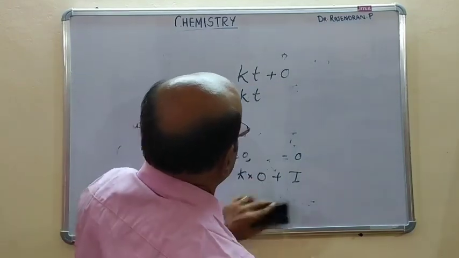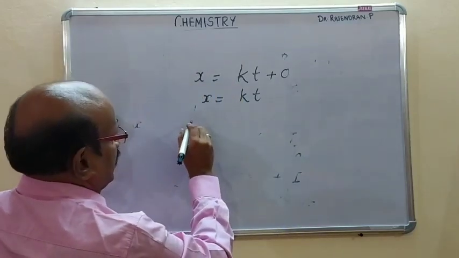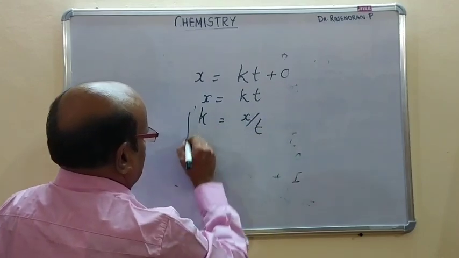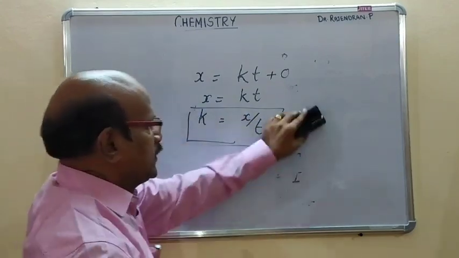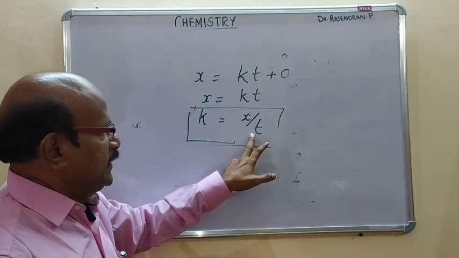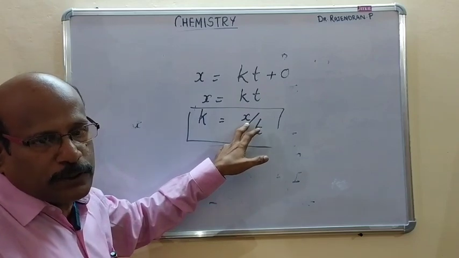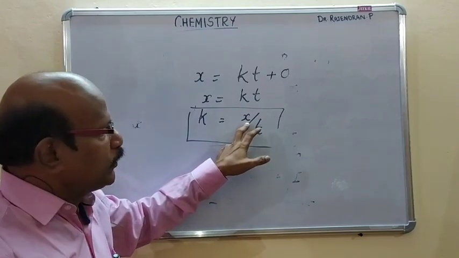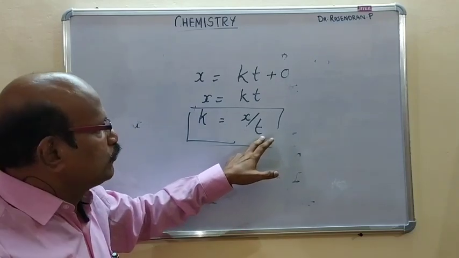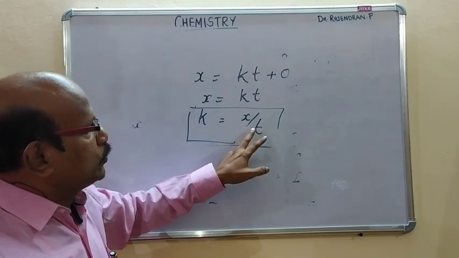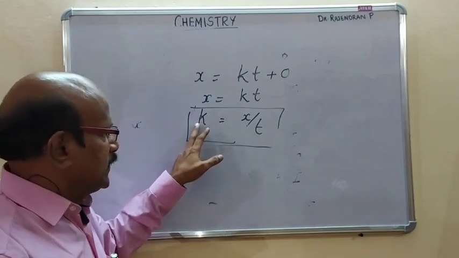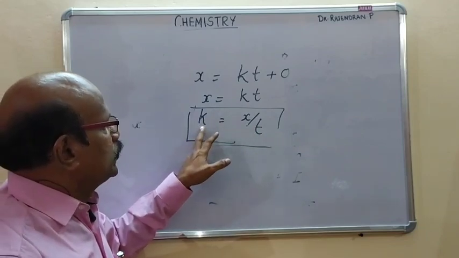Then you find the value of k. That is the answer for k: k is equal to x by t. This is the final equation for a zero order reaction. Here x is the amount of the product formed and t is the time. So x by t is nothing but the rate of formation of the product. According to this, for a zero order reaction, the rate of formation of the product is a constant, that is, x by t is equal to a constant k.